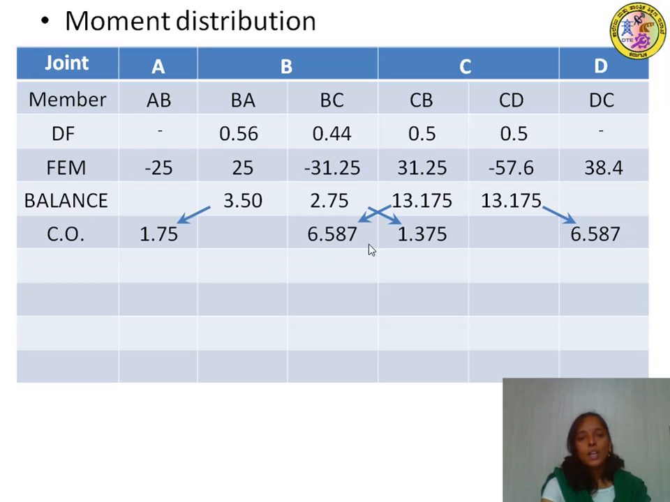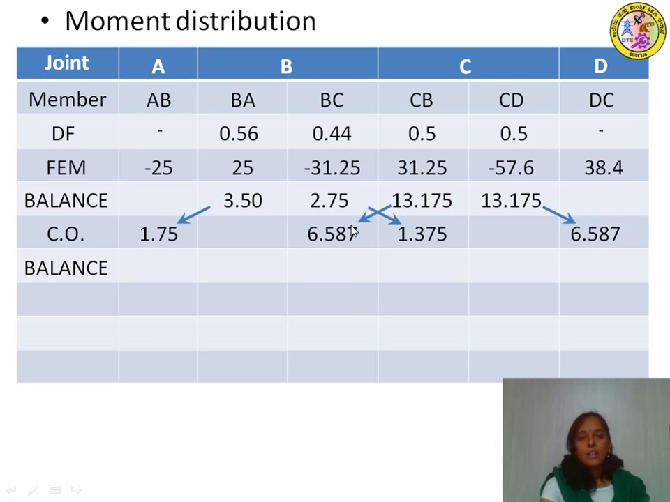So now if you can see, we are not getting 0. It is imbalanced by 6.587. The joint B is imbalanced by 6.587, and similarly joint C is imbalanced by 1.375. So what do we have to do? We have to again carry out the balancing. So the next step is balancing.